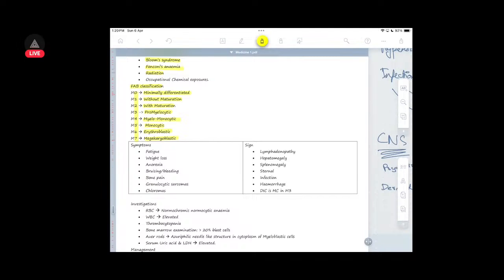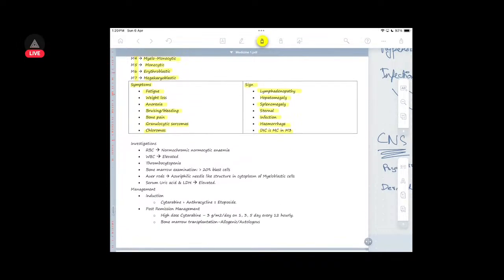So in terms of symptoms, you have fatigue, weight loss, anorexia, bruising or bleeding, bone pain, granulocytic sarcomas, and chloromas. Signs: you have lymphadenopathy, hepatomegaly, splenomegaly, infection, hemorrhage and DIC.